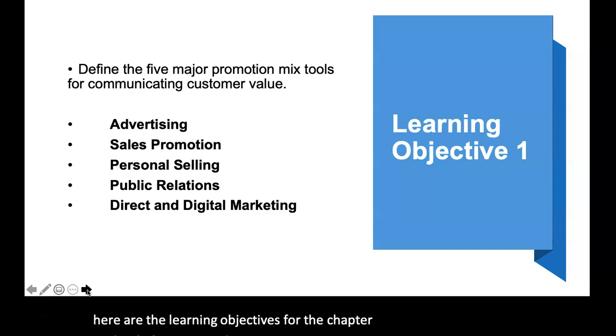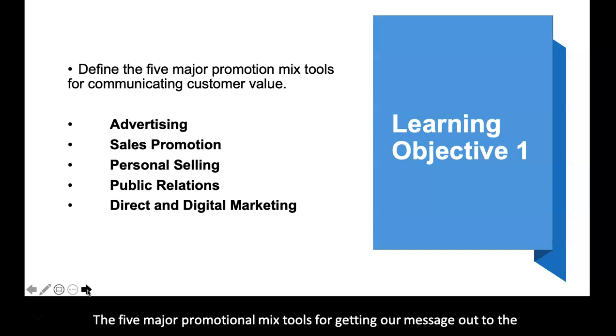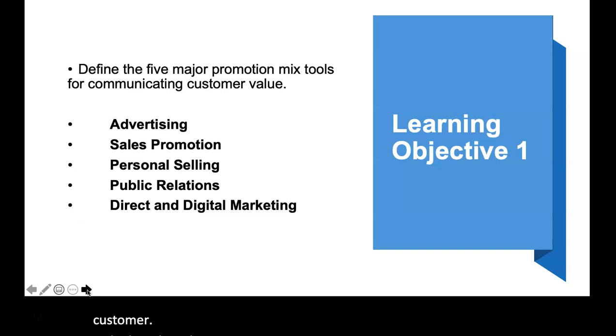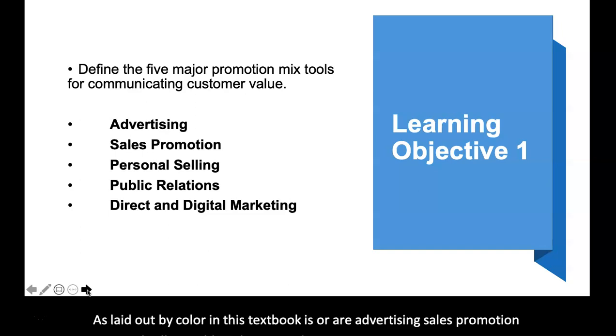The 5 major promotional mix tools for getting our message out to the customer, as laid out by Kotler in this textbook, are advertising, sales promotion, personal selling, public relations, and direct and digital marketing.